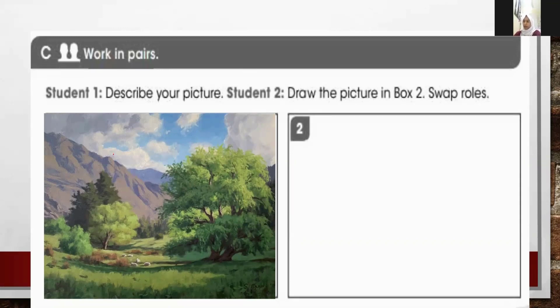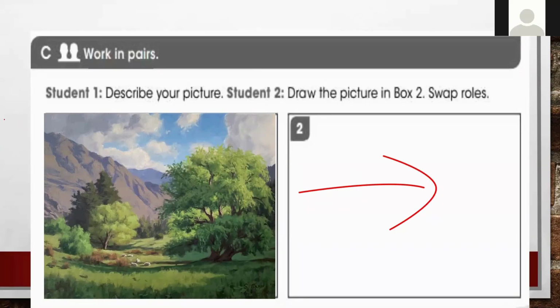In this box here, which is A, Serene will draw and then describe her picture to Fatima. And Fatima will draw it in box two. Then Fatima will describe her picture in box one, and Serene will draw it in two. This is what we mean by this question.